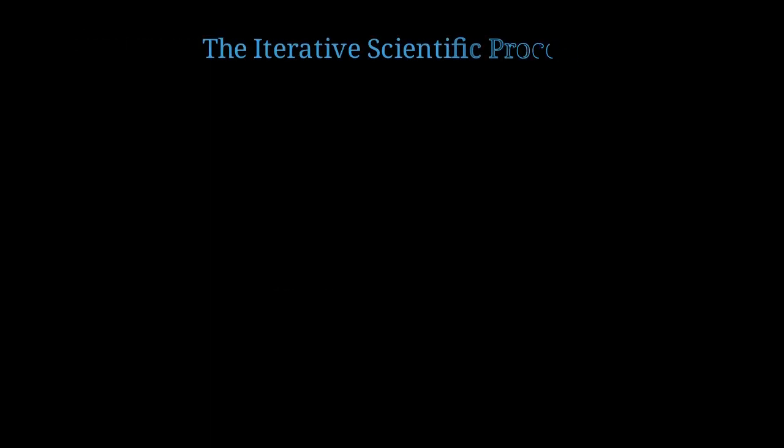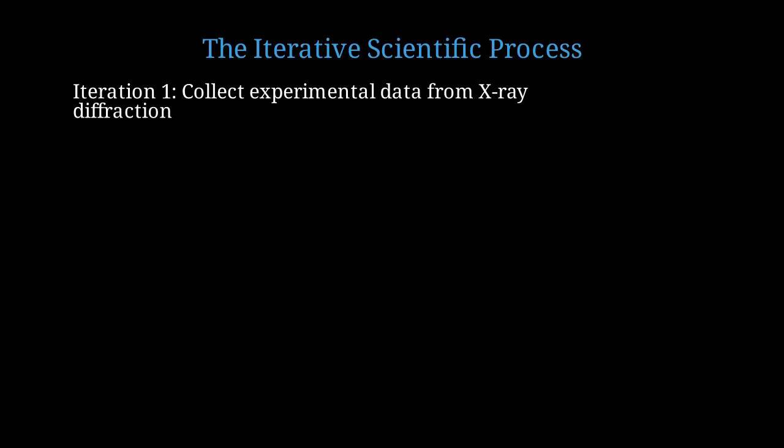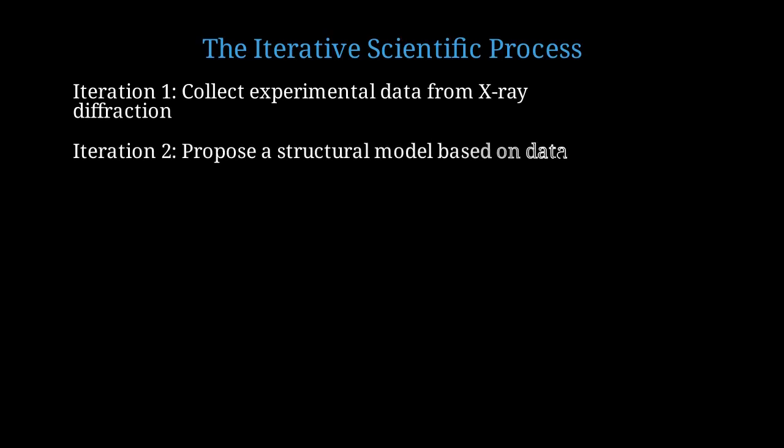Let me emphasize the iterative nature of the scientific process that led to this discovery. Step 1. Collect experimental data through X-ray diffraction. This provides quantitative measurements of molecular dimensions and symmetry. Step 2. Propose a structural model that is consistent with the data and respects chemical principles. Step 3. Test whether the model explains all available experimental observations, not just some of them.